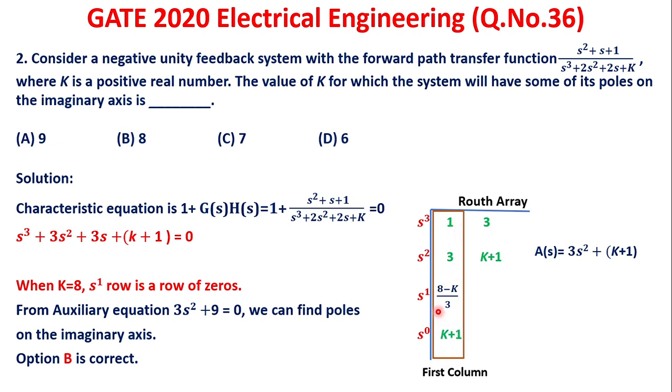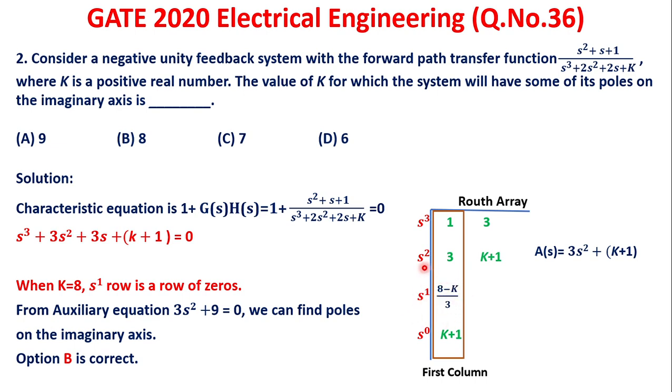system to be stable, but the question is not that. What is the value of K for which the system will have some of its poles on the imaginary axis? Generally, whenever we want to find out that, we should have a row of zeros. Row of zeros only indicates symmetrically located roots on the s plane. Even roots on the j omega axis or imaginary axis are nothing but symmetrically located roots. So to find out the symmetrically located roots, we should have a row of zeros, and normally the row of zeros should always be with an odd s power row. Therefore, the s power 1 row should be a row of zeros when K equal to 8.